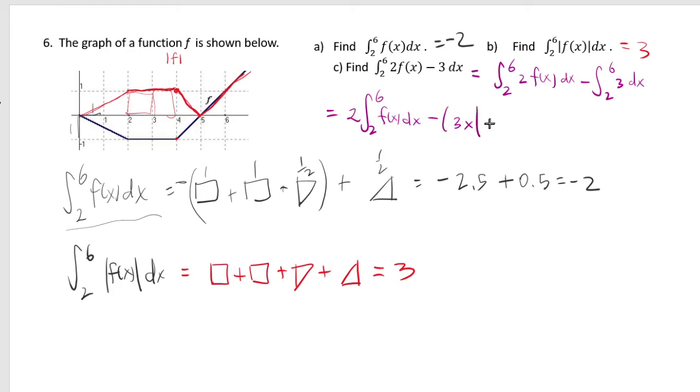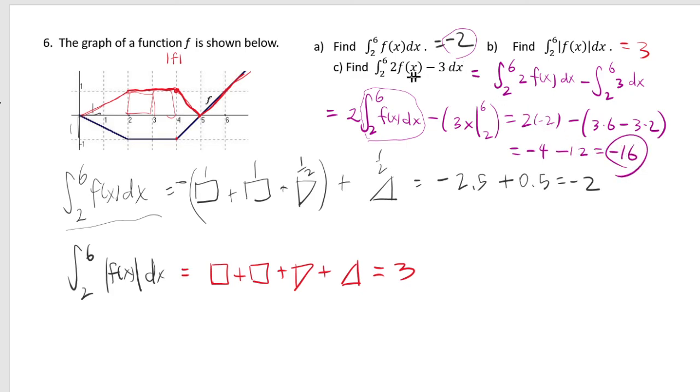3x, right? And then in this case, since you have a formula, you use the fundamental theorem of calculus. You put in 6 and 2 like that. And we have already established that this part is equal to negative 2, right? So we have 2 times negative 2, minus, and this one you plug in 6, so it's 3 times 6, minus, if you plug in 2, it's 3 times 2. So that's 3 times 6 is 18, minus 6, that's 12, so it's minus 12, which gives negative 4 minus 12, which is negative 16. So that's the answer to this part C.